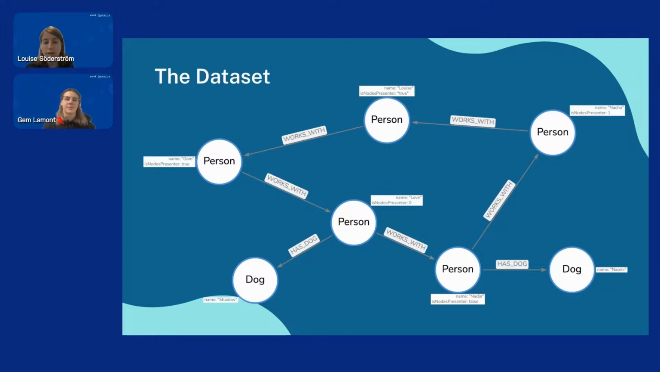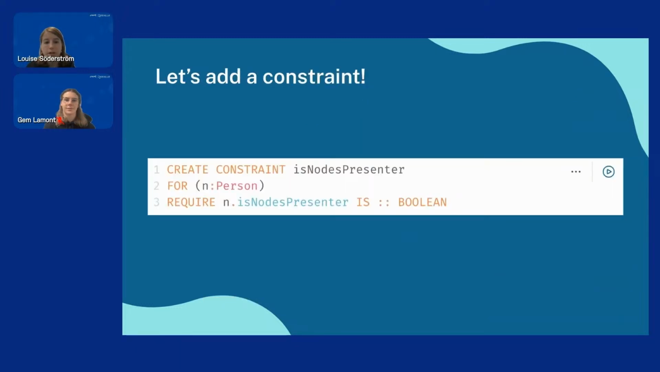So we would like to clean this data up, and we think it's reasonable that you either are a node presenter or you're not. So it would be reasonable to use a Boolean. Then we can use our new property type constraints. So let's try to create a constraint.